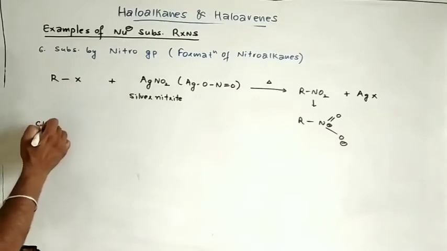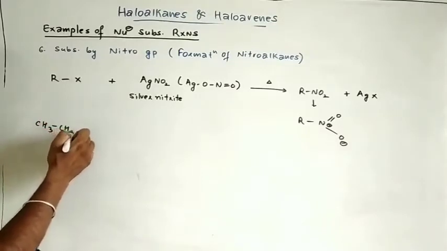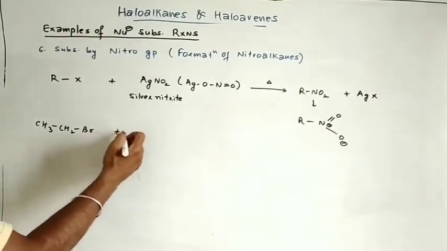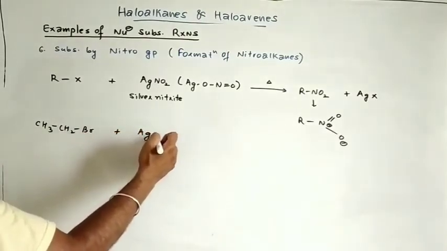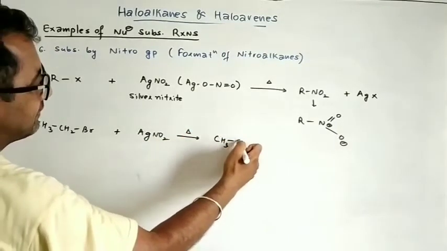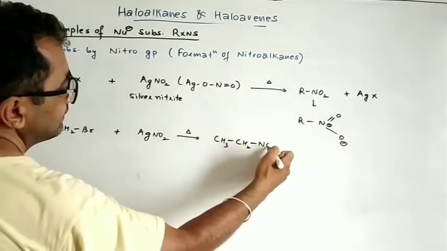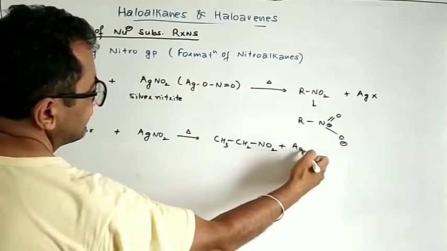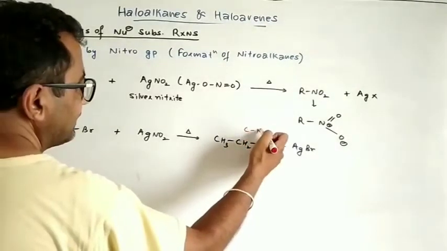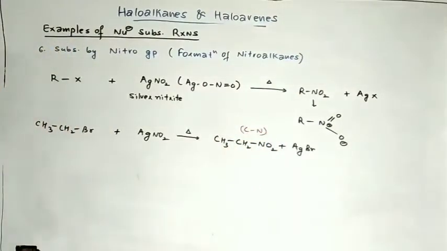Now from this reaction, I will write one example here. If we have ethyl bromide treated with AgNO2 and you heat, you get this product. This is your nitroethane. See which bond is formed. The new bond formed is between the carbon and nitrogen. This is the new bond.